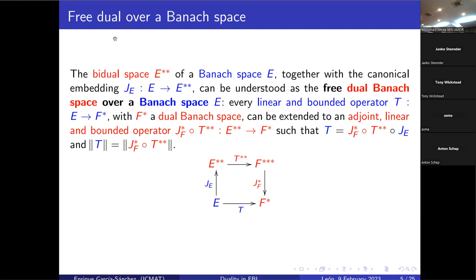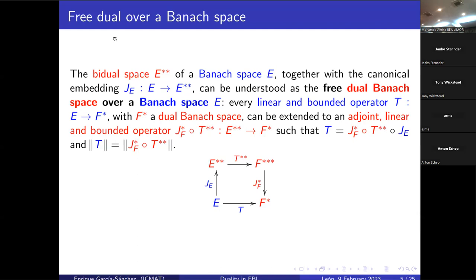So this composition is now a linear bounded operator, of course, and also an adjoint operator. So it's a morphism of our category of dual Banach spaces. And this extension is unique because this operator has a weak star dense range. So it satisfies the universal property with this additional thing, that the norms are the same. The extension is isometric.